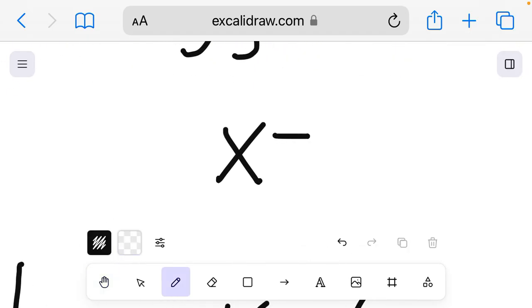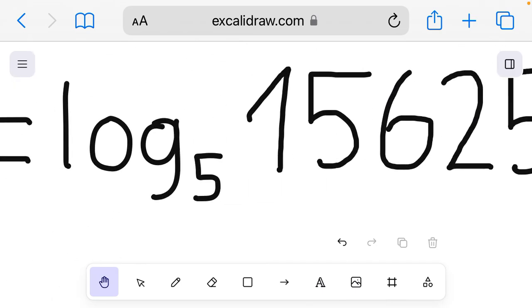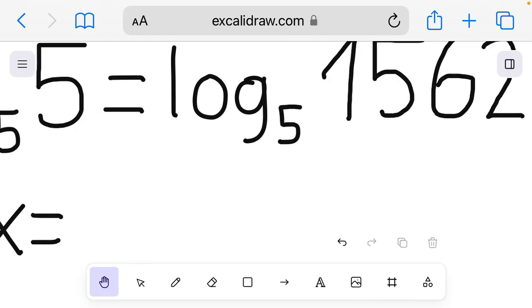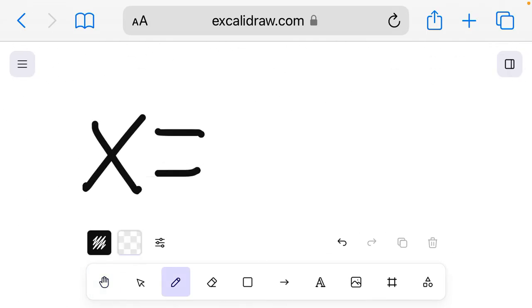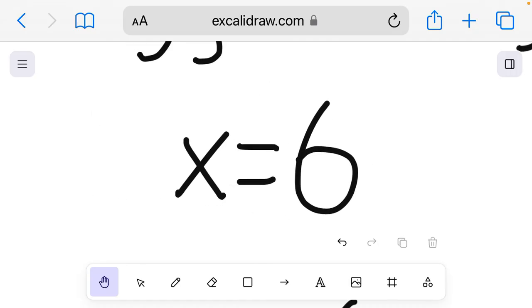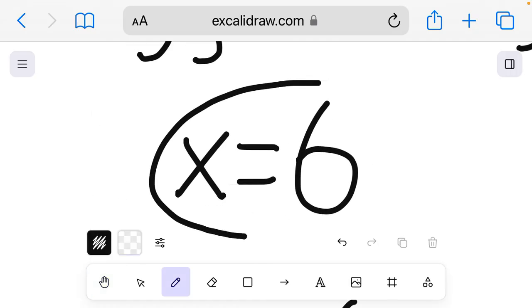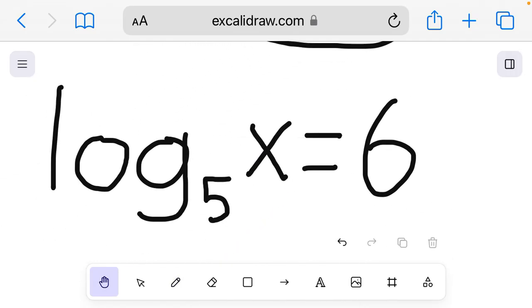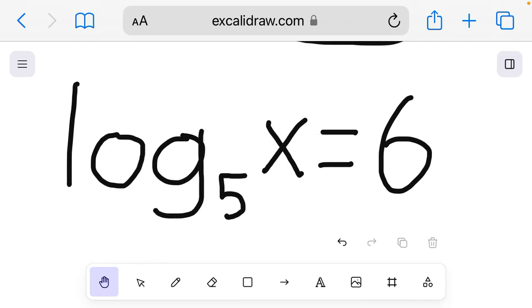And now what is log base 5 of 15,625? It's 6, I think. So that's the answer. x equals 6. Now let's move to the other problem. We have log base 5 of x equals 6.